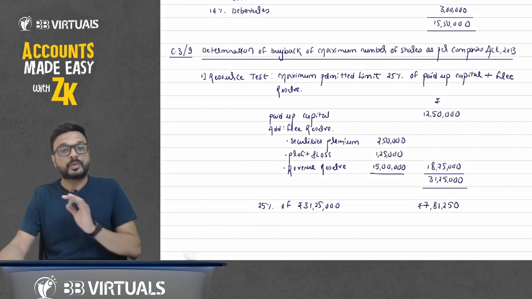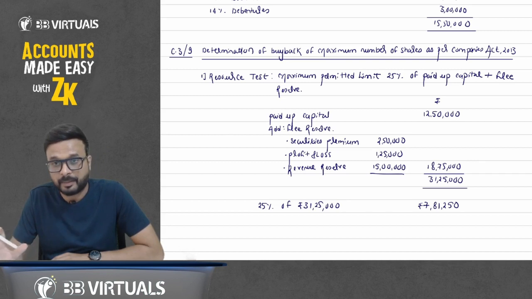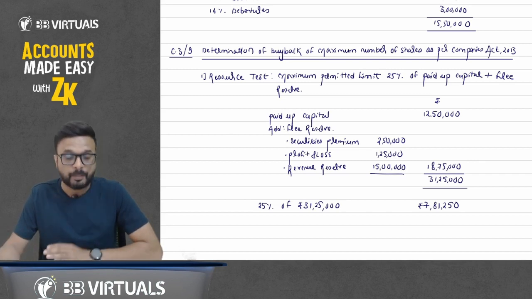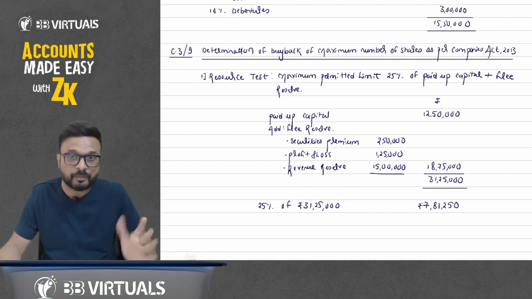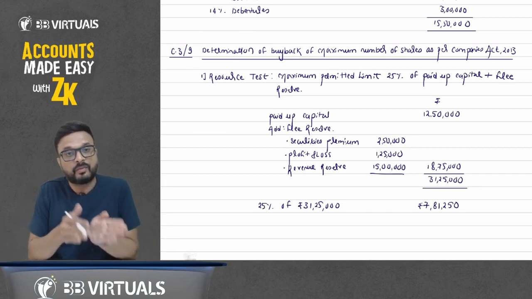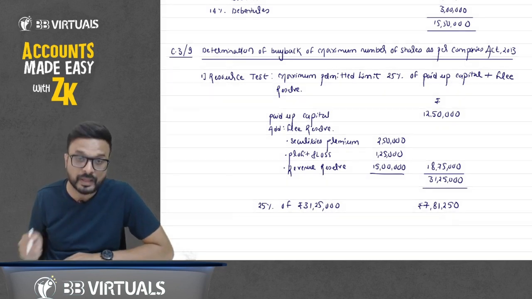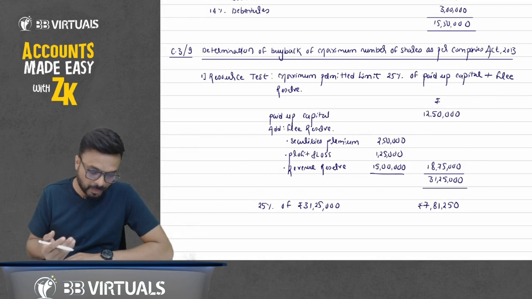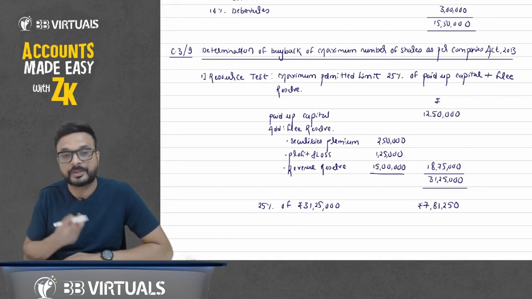7,81,250. This is 25% of paid up capital plus free reserves. This is the maximum amount allowed, the maximum amount that we can utilize for the purpose of buyback. If we want to convert it in terms of shares, 7,81,250 is the amount.